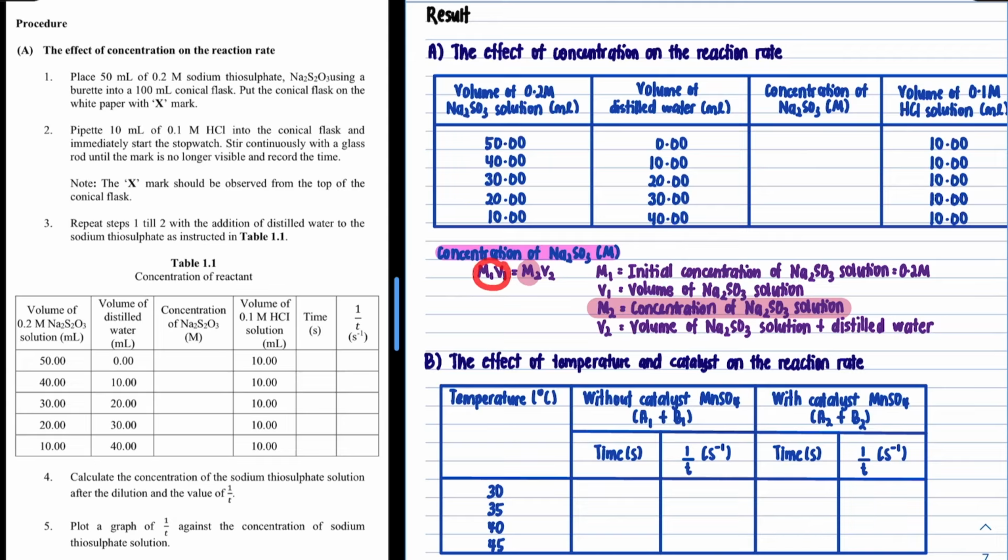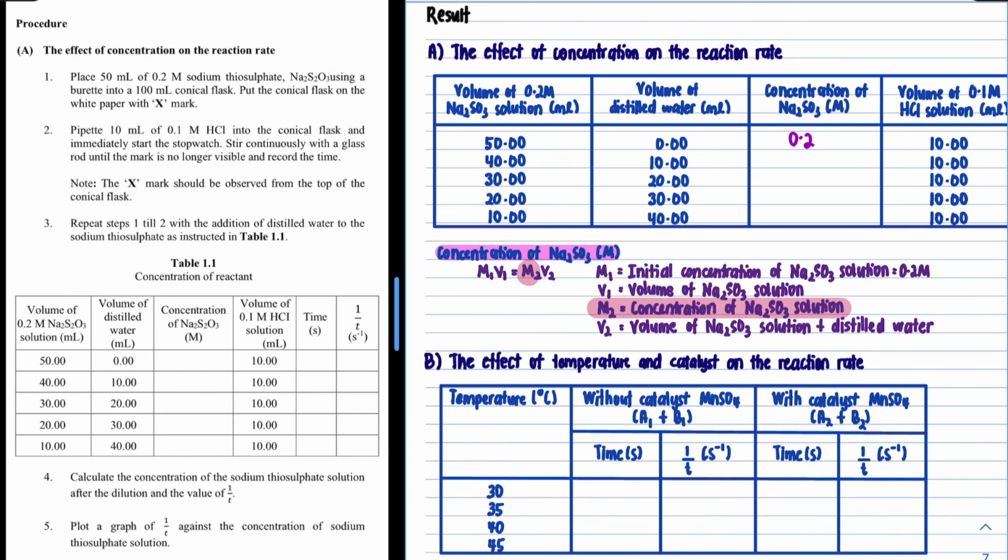Again, M1V1, we're going to use from here. First, I'm going to write down the first one. M1 is 0.2, V1 is 50. So 0.2 times 50 equal to M2, which is our unknown. V2 is the volume of Na2SO3 plus distilled water, 50 plus 0 will be equal to 50. So when we calculate, we get M2 to be 0.2 molar. So I'm just going to write down this will be 0.2.